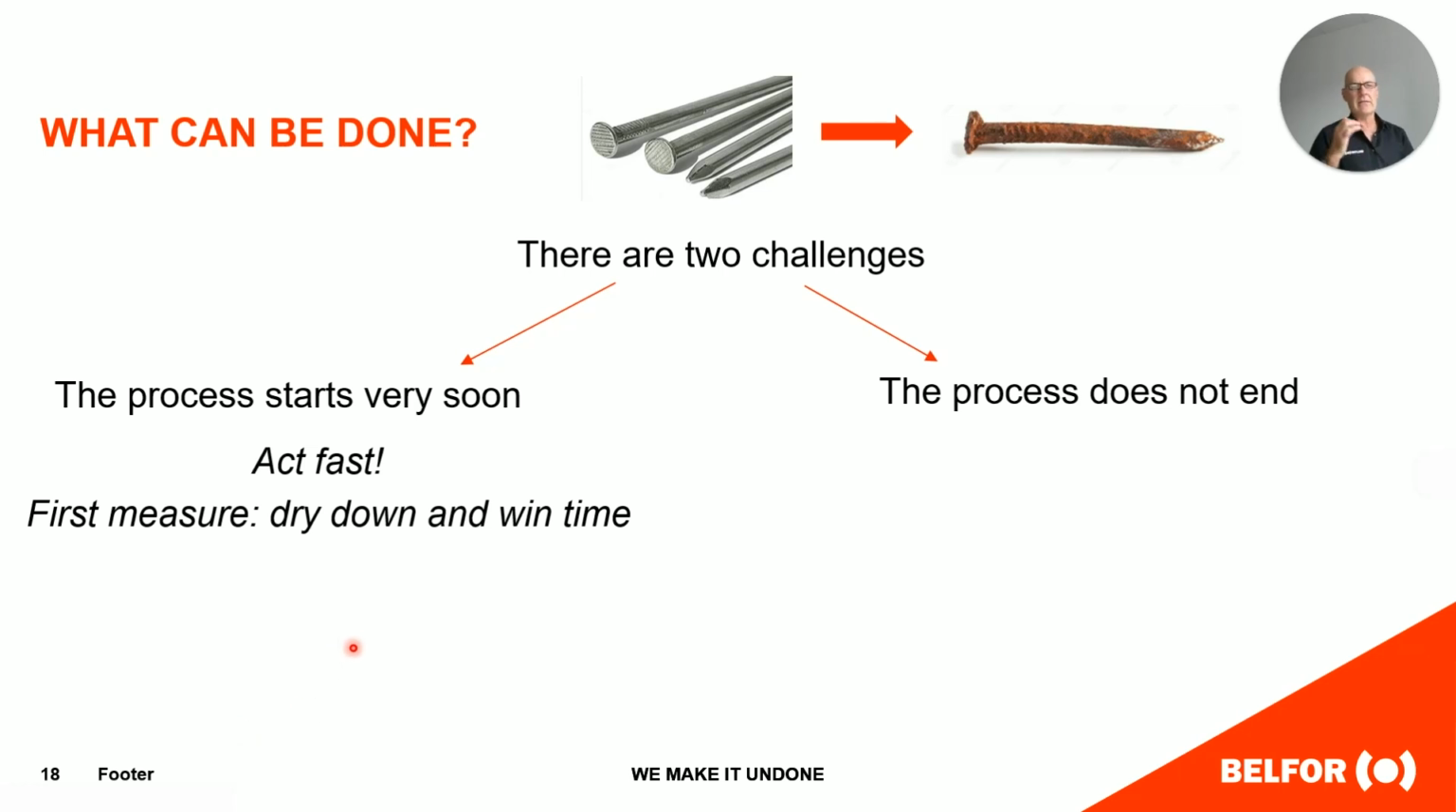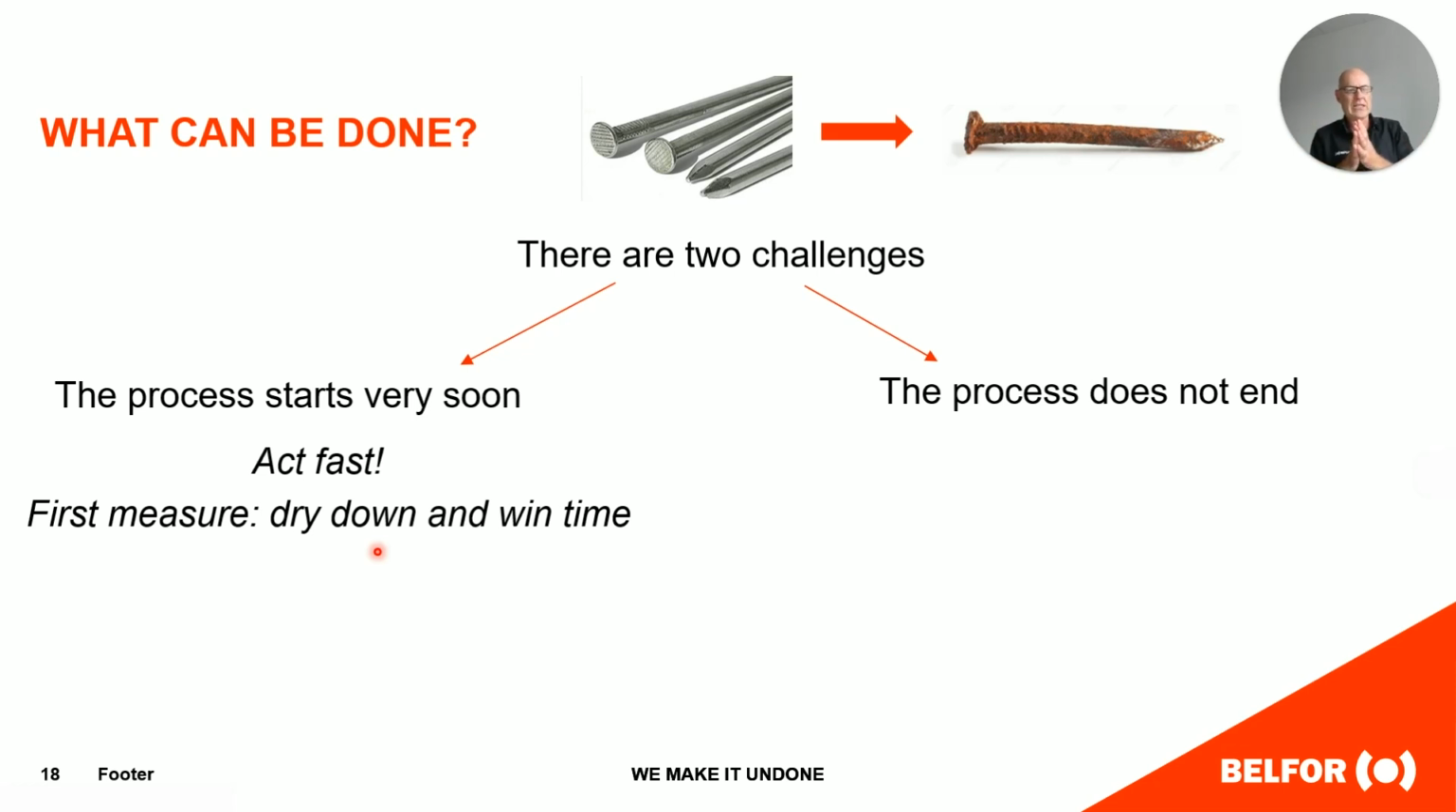The first activity, the first impact: dry down, reduce humidity. You don't get to zero. No way, you can never go to zero. But you can reduce it. And the more you reduce the humidity, the more you win time. Because the less humidity, the slower the process. Slow down the process and win time.